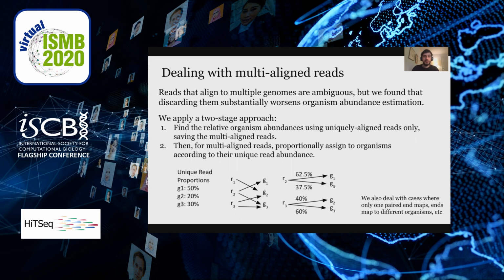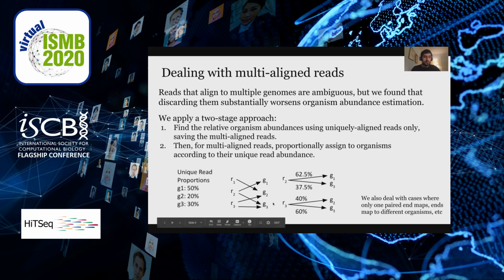We find the relative organism abundances using the uniquely aligned reads only, and then we just save the multi-aligned reads and which organisms they align to. And then for the multi-aligned reads, we assign them proportionally to organisms according to their unique read abundance.